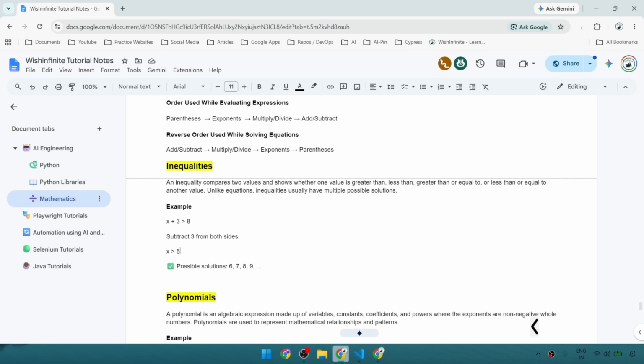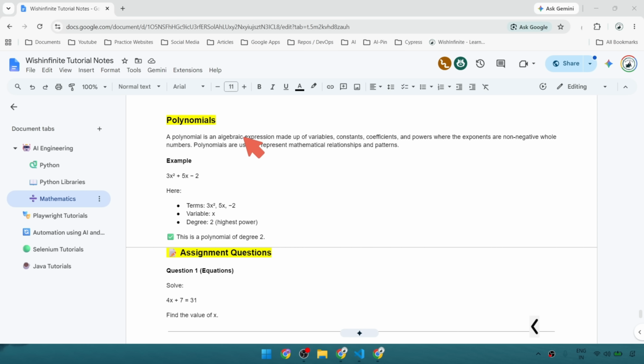And after that, we talked about polynomials. Polynomials are algebraic expressions made up of variables, constants, coefficients, and powers. So this is one example of a polynomial. Here 3x squared, 5x, and minus 2 are terms. This x is a variable, right? And what is the degree of this particular polynomial? The degree is going to be 2, which is the highest power in this polynomial expression. We saw there are different types of polynomials. In case of one term, we have a monomial. In case of two terms, a binomial. In case of three terms, a trinomial. And in case of many more terms, we can simply call them polynomials.